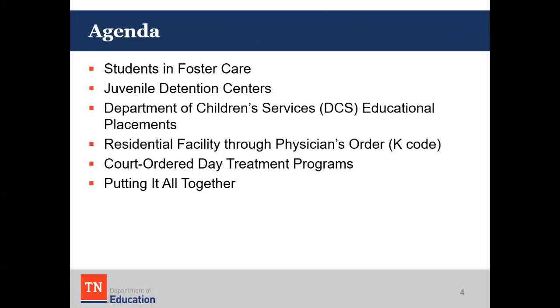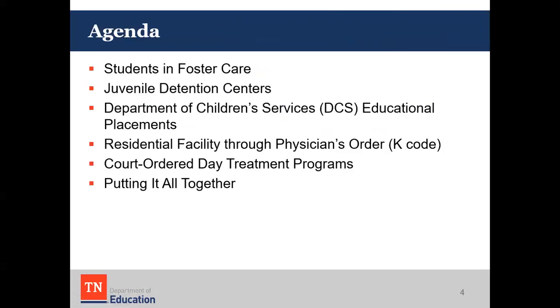We're going to go over the various different types of placements that students can find themselves in so that you fully understand the wide array of placements and different coding procedures for each one of those placements. We'll talk about students in foster care, students in juvenile detention centers, students that are placed through the Department of Children's Services in their educational placements, students that are in residential facilities through a physician's order, court-ordered day treatment programs, and then we'll take some time at the end to walk through some scenarios where we put it all together.